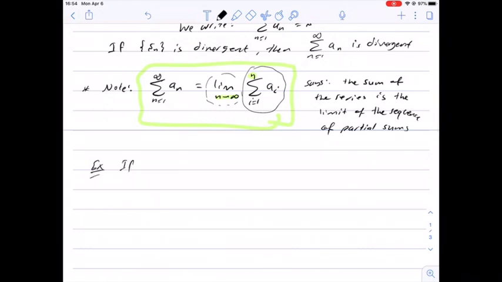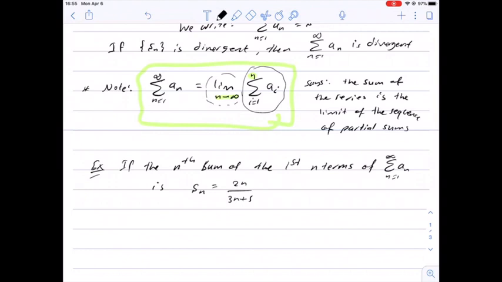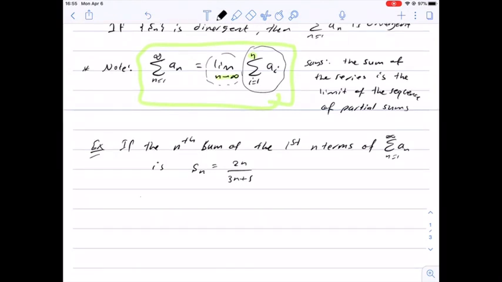Now let's take an example. If the sum of the first n terms of the series a sub n, n from 1 to infinity, is s sub n equals 2n over 3n plus 5, we want to find the sum of the terms of the sequence a sub n, or we want to find the sum of this series.